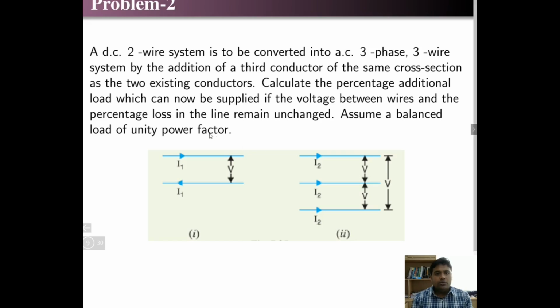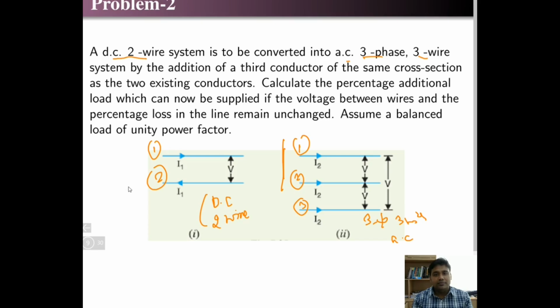In problem number 2, we have a DC two-wire system which is converted to a three-phase, three-wire AC system. You can see that this is the first conductor, this is the second, and this is the third. So you have three phases, and here you have the DC two-wire system. This is the first, and this is the second conductor.